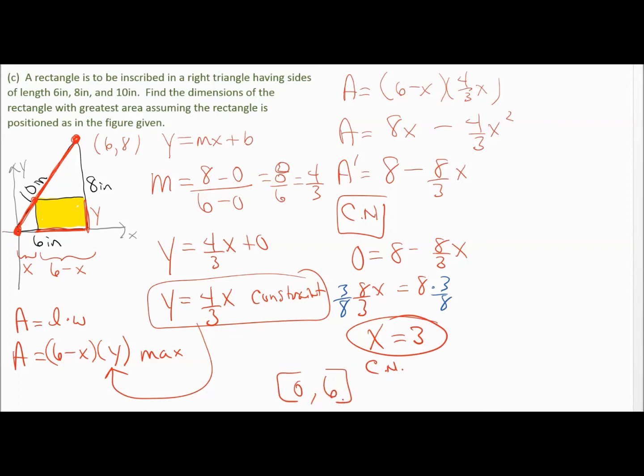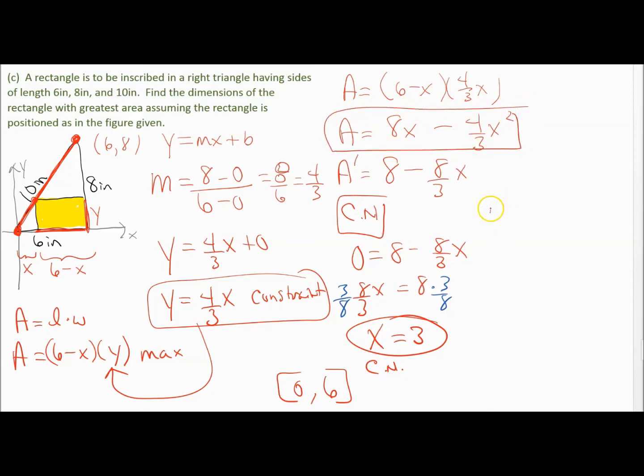Now, we're supposed to check every endpoint and any critical numbers that come out in between. But y'all, again, if x is a distance of 0, that means there's no height to our rectangle. If x is a distance of 6, that means it moves all the way over here and there's no width to our rectangle. So both of those are going to have a volume of 0. So let's just plug in 3 and find out about our rectangle. So where am I plugging it in? I'm plugging it into my area equation right here.